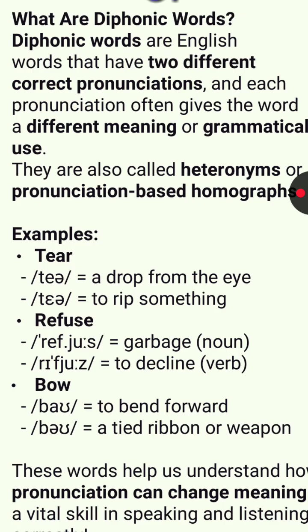Next is R-E-F-U-S-E, pronounced in two different ways, which are refuse, referring to garbage, as a noun. You can see the transcription as the R sound, short E sound, F sound, the Y sound, long U sound, and S sound to give refuse, referring to garbage, that is a noun.